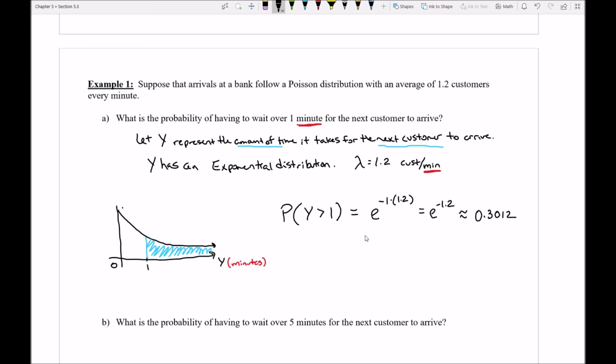Okay, so this should hopefully give you a good idea of how I can use the exponential distribution to calculate some probabilities. And in the next video, we'll look at the remaining parts of example number 1 to see how some things might change, and we may have to adapt this probability formula that we've seen here.